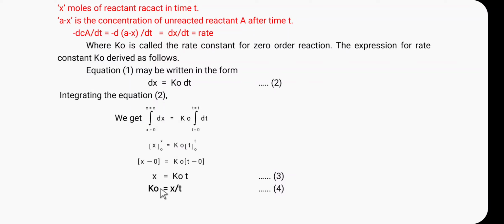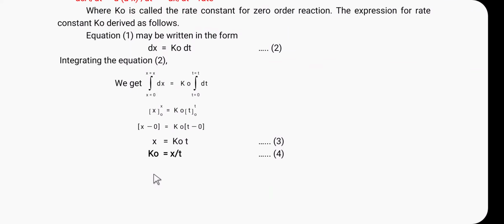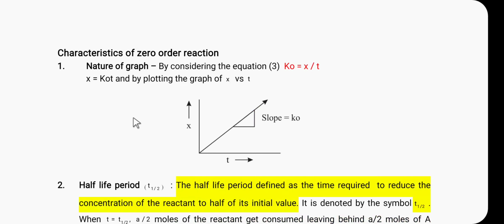and finally, the expression for velocity constant for the zero order reaction is k0 is equal to x by t. So, this is the expression for velocity constant for the zero order reaction. Then the next point, characteristics of the zero order reaction.